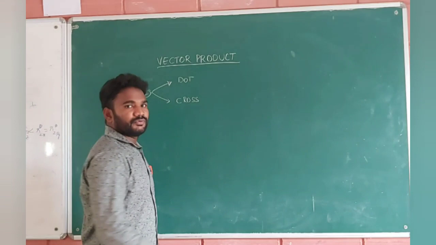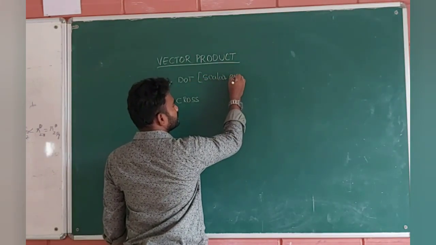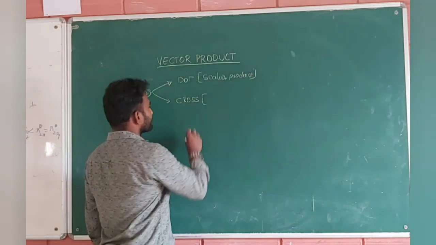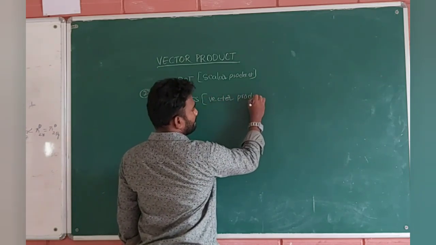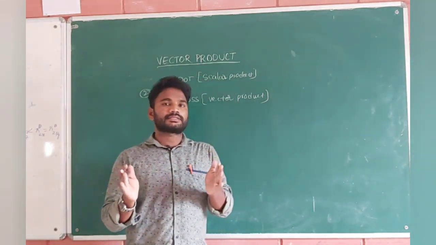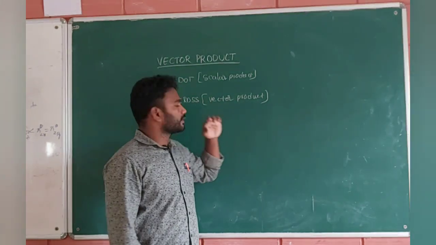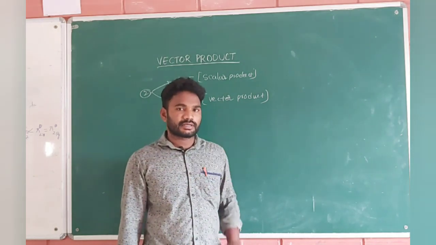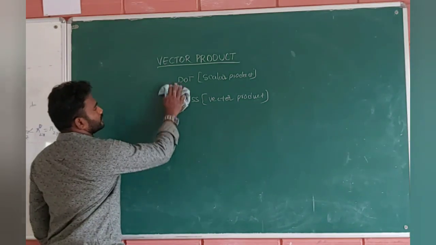What is dot product? One more name for dot product is scalar product, guys. The second one is vector product. So in this video, I will teach you a clear understanding of dot product. I will make one more video for cross product. Please make sure you understand the concept in a complete manner. Okay, fine. Let me go with the dot product first.